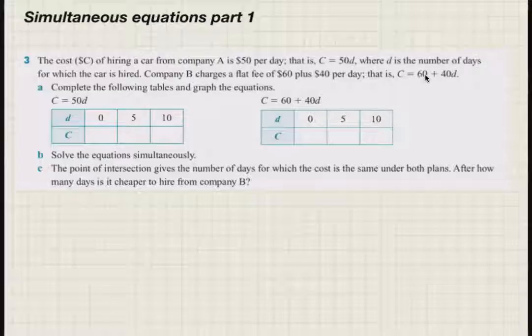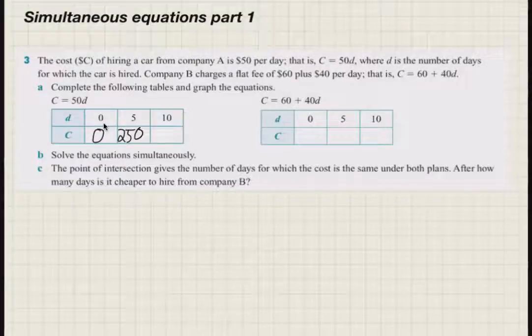That is, C equals 60 plus 40D. Complete the following tables and graph the equations. So we need to fill in this table of values here. When D is equal to 0, C is equal to 50 times 0, which is 0. 50 times 5 is 250, and 50 times 10 is 500.